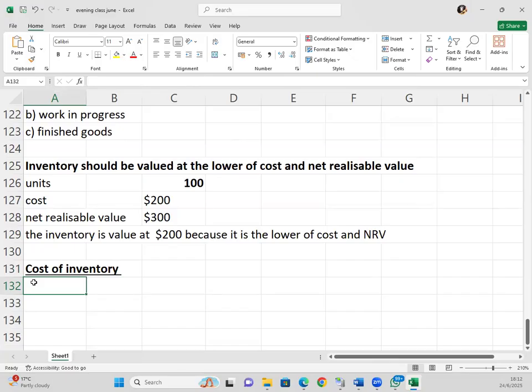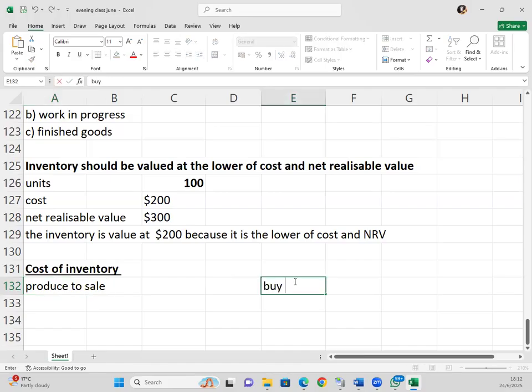What constitutes the cost depends on two things. Have we produced the inventory on our own, or did we buy the inventory? There are two things that can happen. You can either produce to sell. You're a farmer, you're producing and you're selling, or you can buy and sell. So if you are producing to sell, what constitutes the cost of inventory? We look at the production cost.